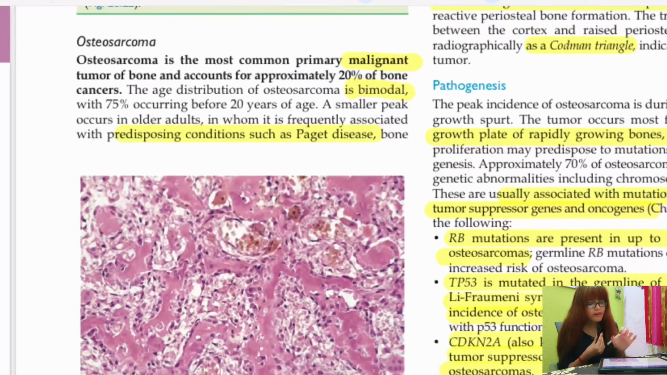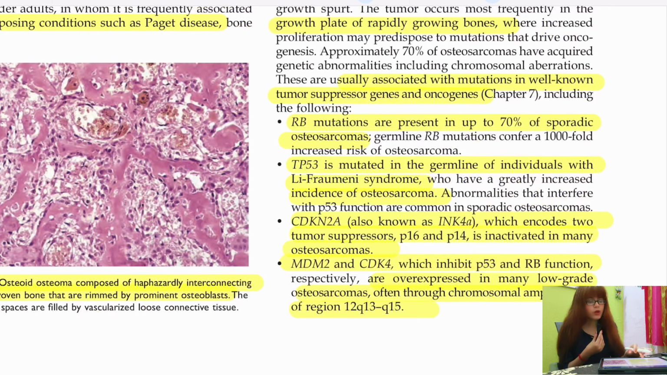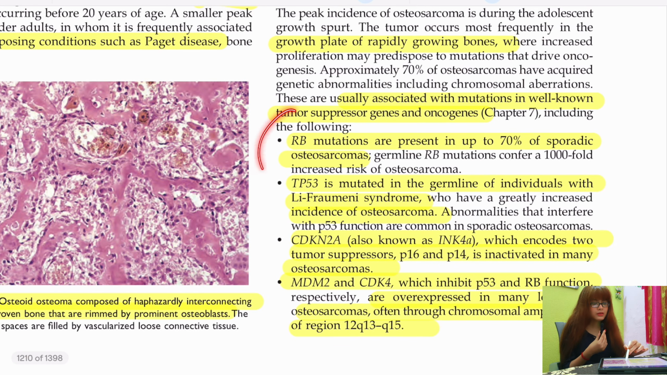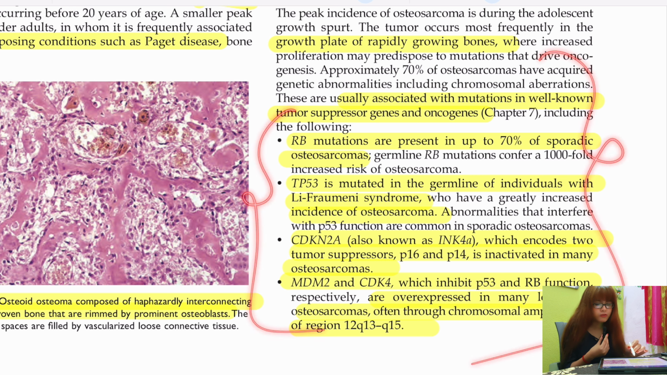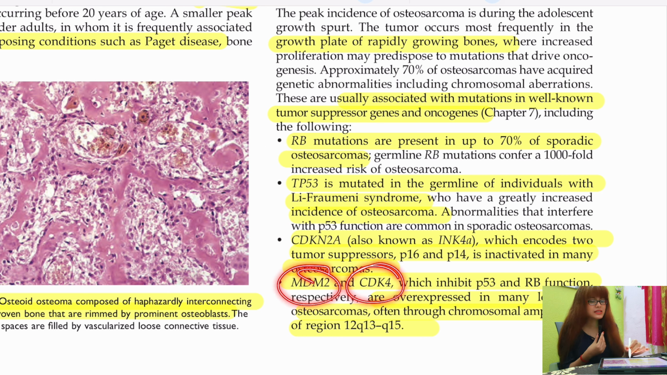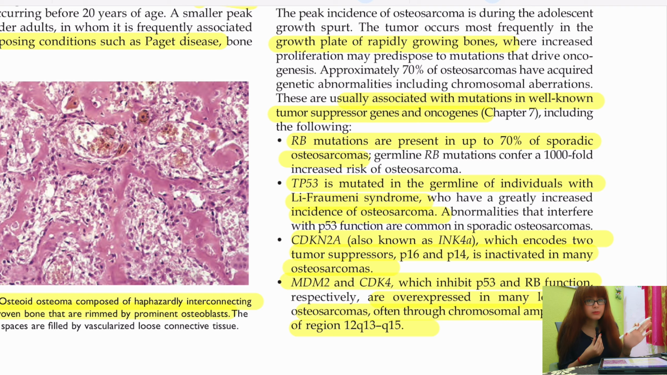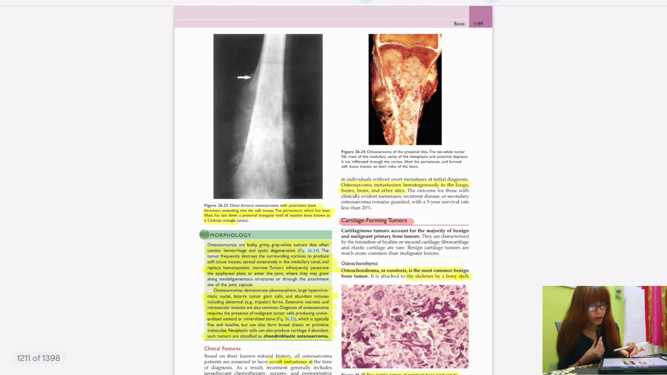Now, osteosarcoma, very, very important points. Malignant, very important, bimodal. Okay, and it also has got association with the Paget disease. Now, this pathogenesis is important. All these important genes are involved. The RB mutations, TP53 mutations, the CDKN2A mutations, MDM2 and CDK4. All these are important gene mutations which help in the pathogenesis of osteosarcoma.